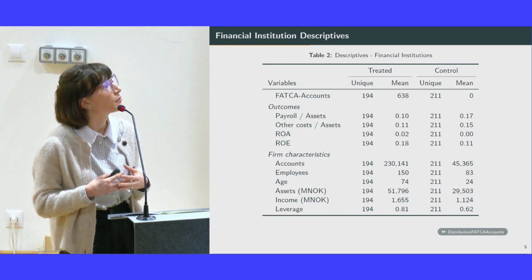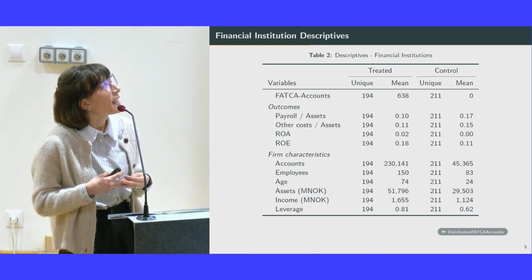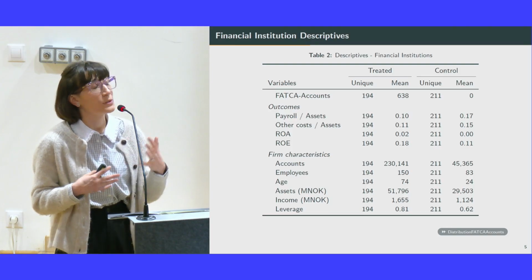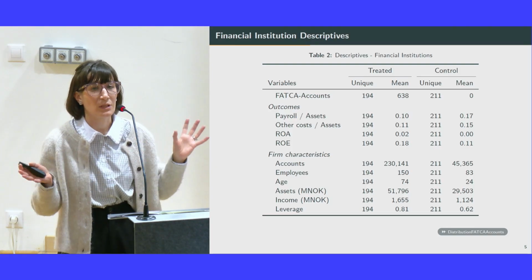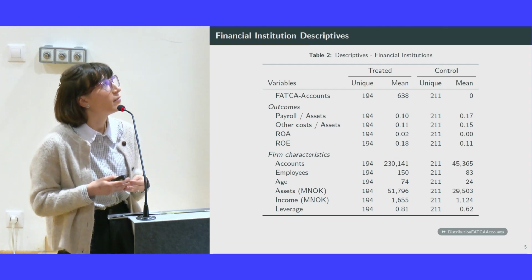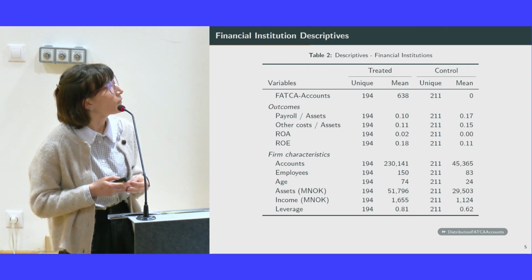They are also performing better, so return on assets, for example, is on average higher. Those that have FATCA accounts have on average around 600 FATCA accounts. But of course, in the distribution, there are some who have many and some who have very few. They also tend to be more leveraged.